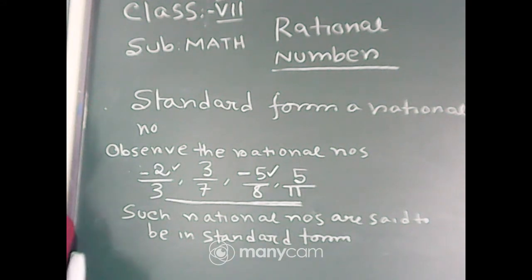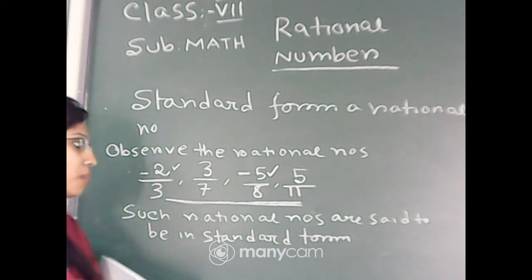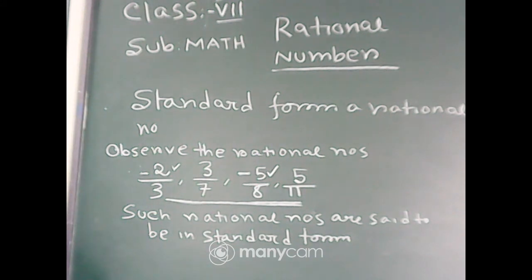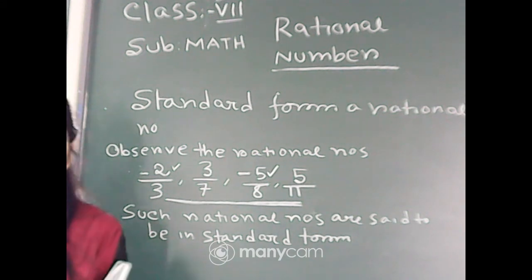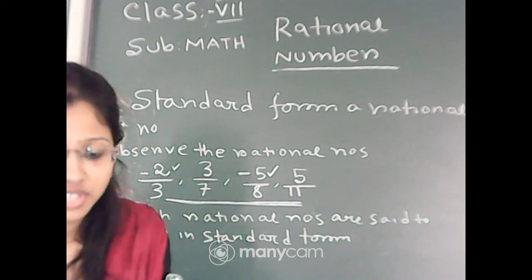If a rational number is not in standard form, it can be reduced to the standard form. Clear? Up to this portion, any problem?